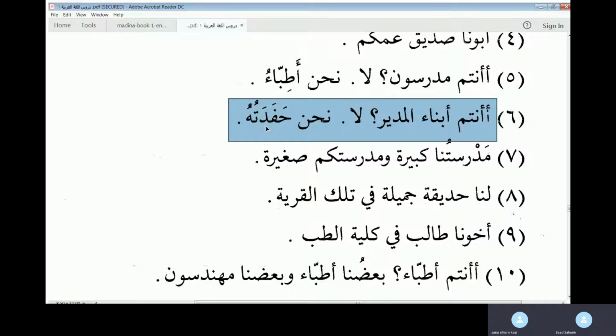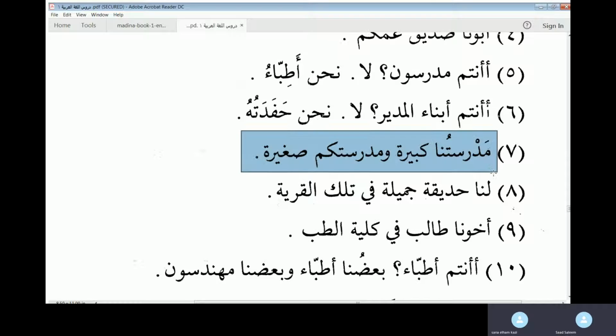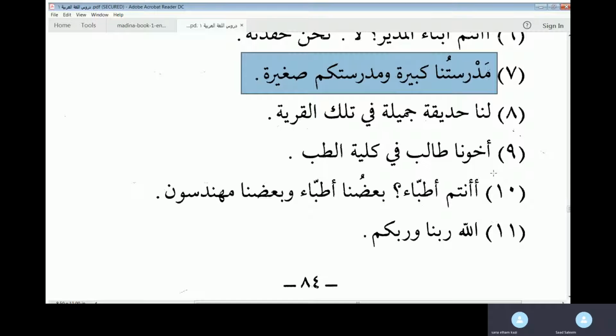Yeah, his grandsons. Madrasatuna kabiratun. Madrasatuna kabiratun. Wa madrasatukum saghiratun. Our school is big. Wa madrasatukum saghiratun, and the school of you all is small. Our school is big and your school is small. Okay.